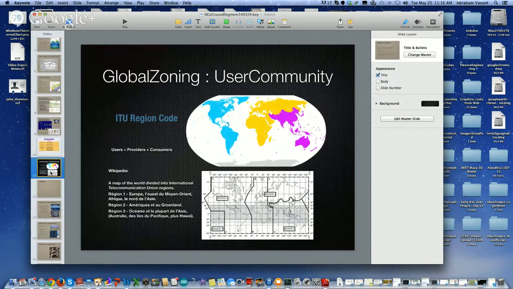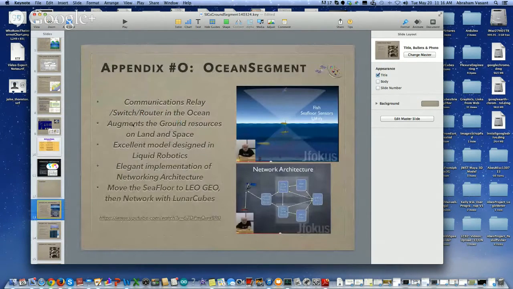And if I may take just a couple more things which are listed here as an appendix, we want to bring attention specifically to what I call the ocean segment. That's part of the ground segment, but a subsection where eventually we may have a huge amount of coverage and relay stations to bounce off the surface. These may operate like a communication relay, switch, or a router floating in the ocean.